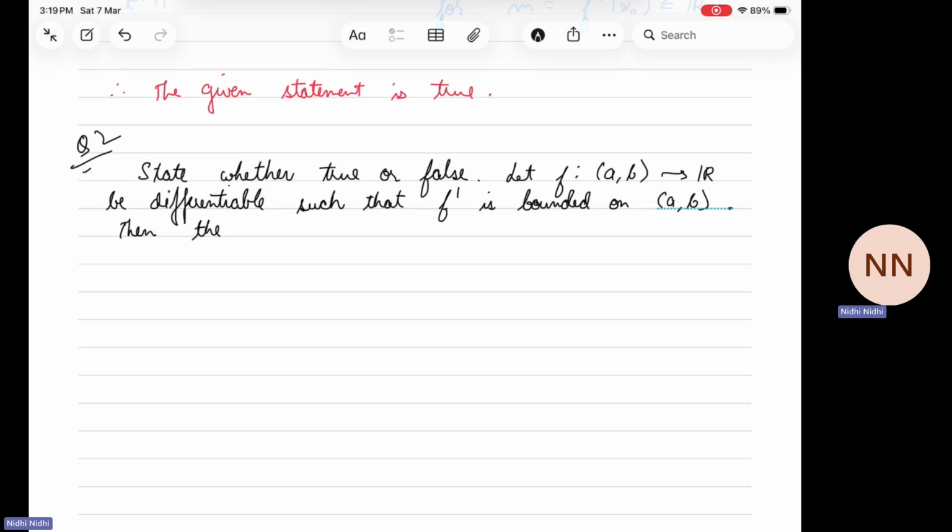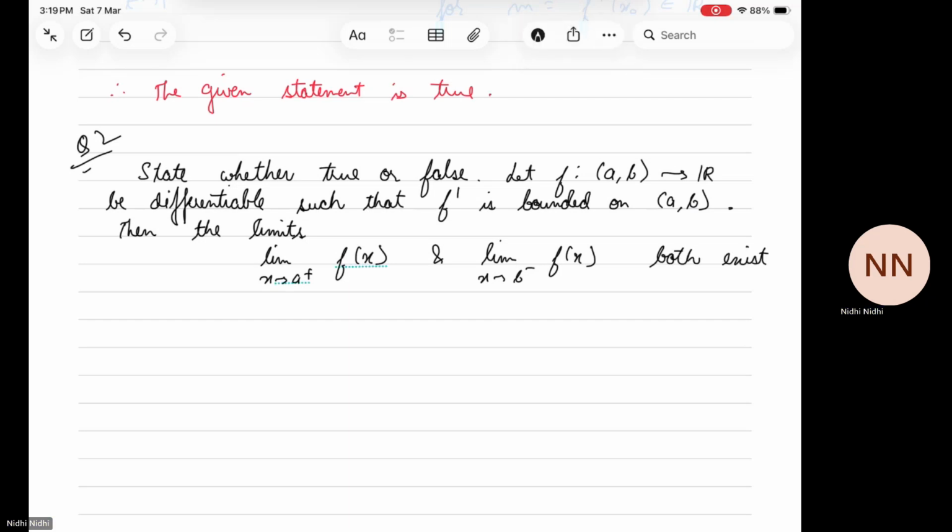the limit, so we should say the limit x tending to a plus f(x) and limit x tending to b minus f(x) both exist. That gives us an idea that maybe we can extend this f up till the boundary of the domain as well.